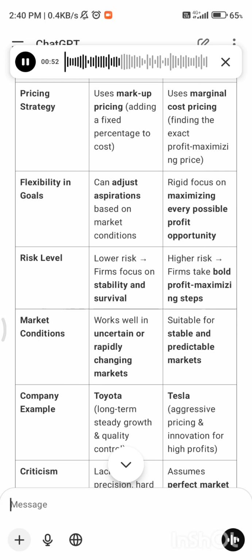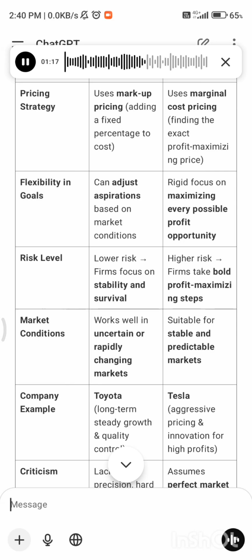Flexibility in goals: can adjust aspirations based on market conditions, versus rigid focus on maximizing every possible profit opportunity. Risk level: lower risk, firms focus on stability and survival, versus higher risk, firms take bold profit-maximizing steps. Market conditions: works well in uncertain or rapidly changing markets, versus suitable for stable and predictable markets.